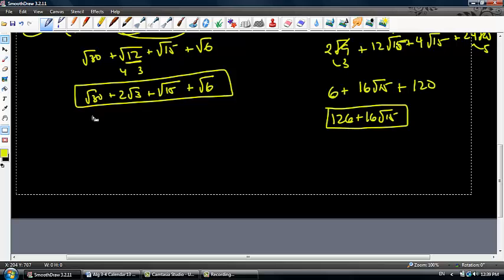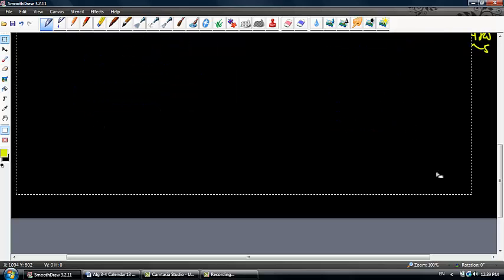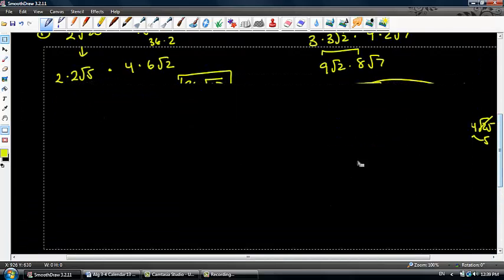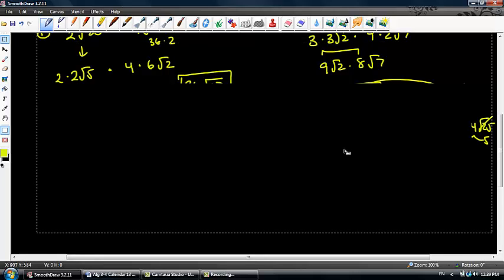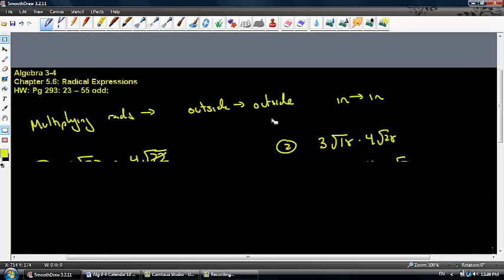Okay, next I want to introduce you to a concept known as conjugates. A conjugate is, well, you actually already know what conjugates are.